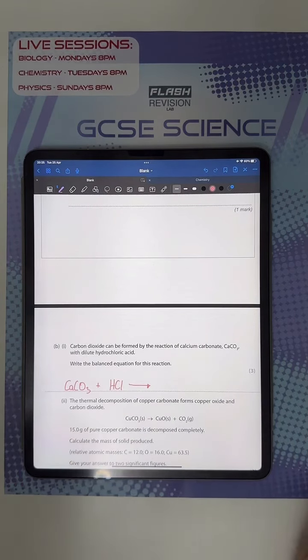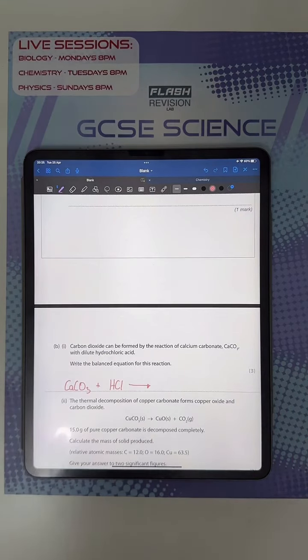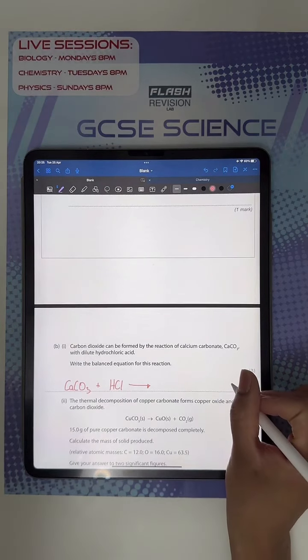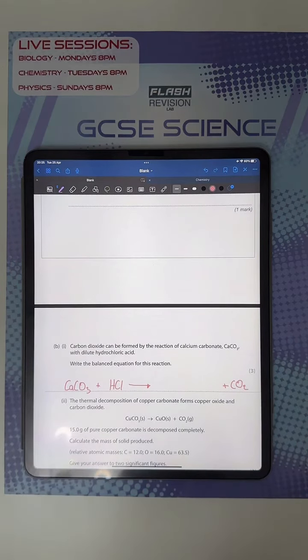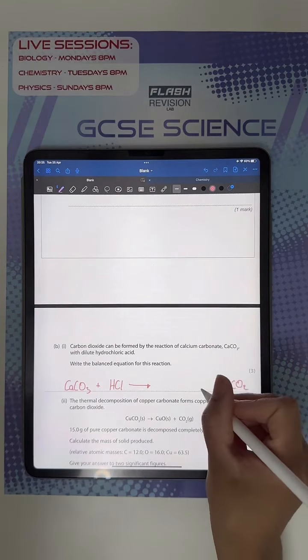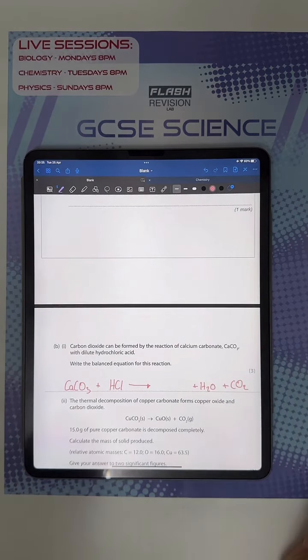So what is this going to form? What happens when you react an acid with a carbonate? CO2 gets formed. Yes, CO2 is one of the products. Salt, carbon dioxide, and water. Yep, thank you very much. So salt, carbon dioxide, water. We'll write the water down. Salt, we need to figure out what the salt is.